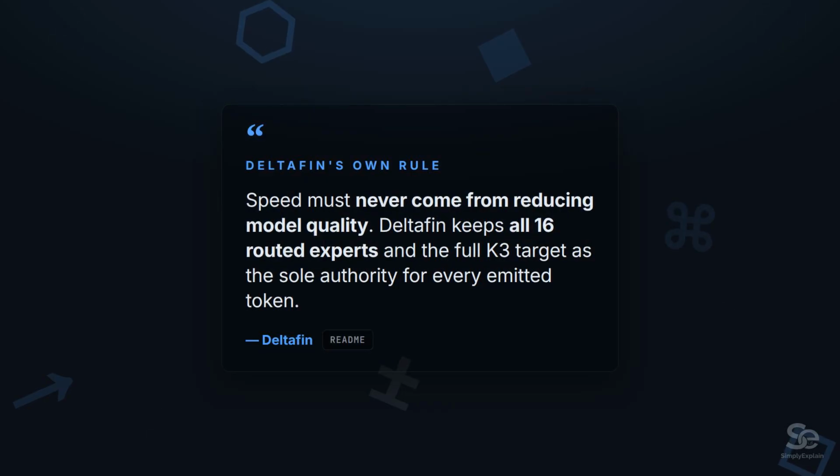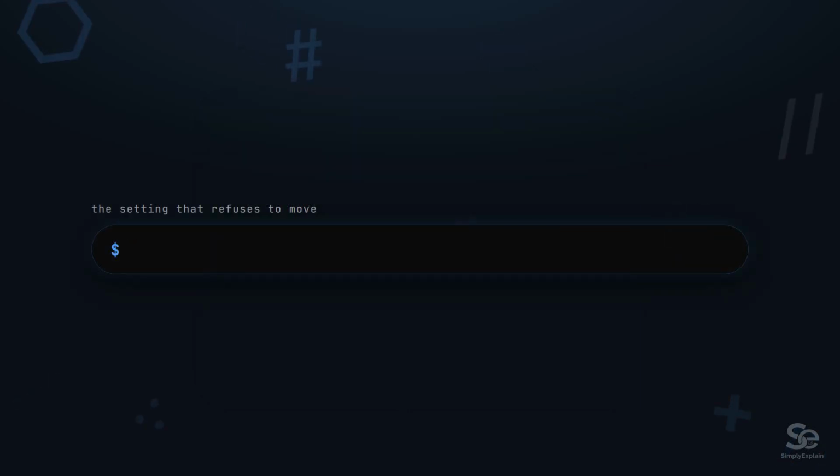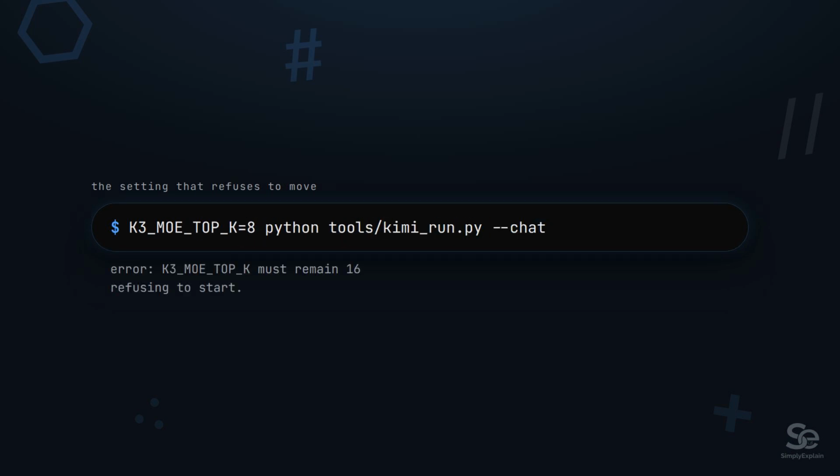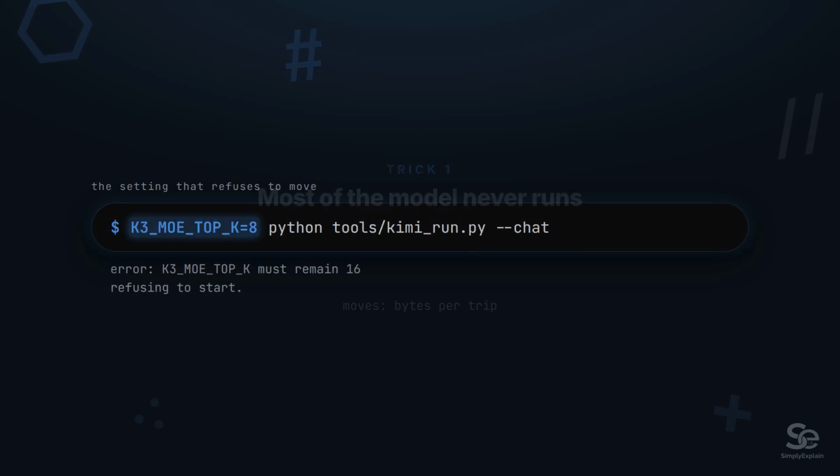It does not shrink the model at all. The README puts one rule above everything else. Speed must never come from reducing model quality. All 16 experts, every time. That is enforced in the code, not just promised. Set it lower to buy speed, and the program refuses to start.